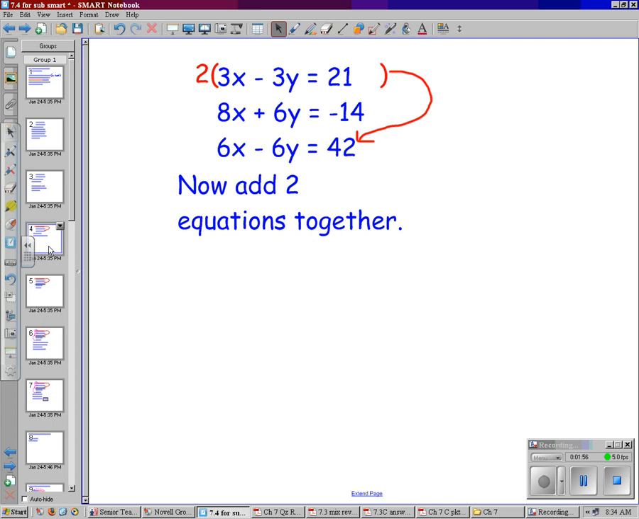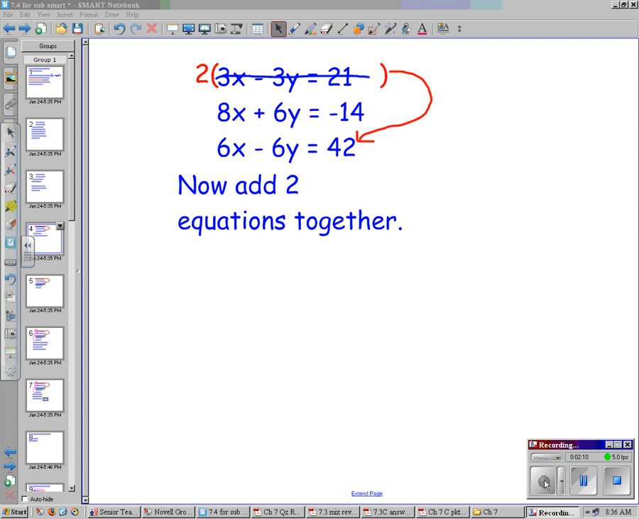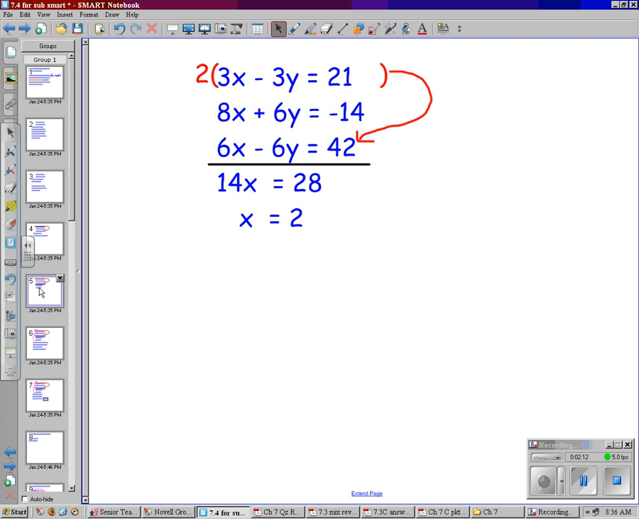Now go ahead and add the two equations together. Because you will no longer be looking at that top equation. You'll just be looking at the bottom two equations. Add them together and do what we did the other day. As we were looking at this, you should have 14x equals 28, thus x equals 2. What are you going to do with that x equals 2 then? What's that next step?